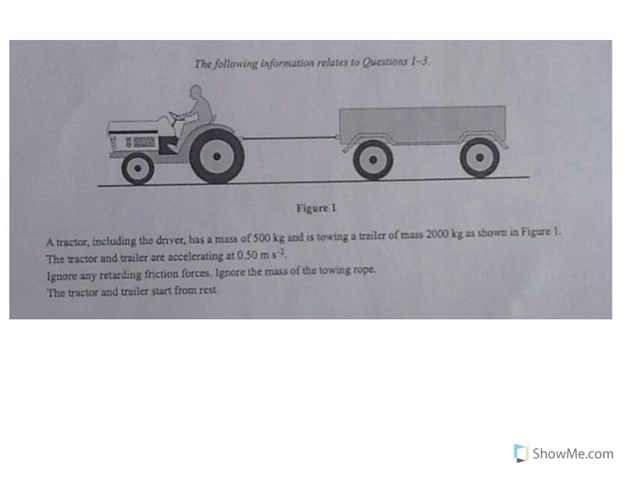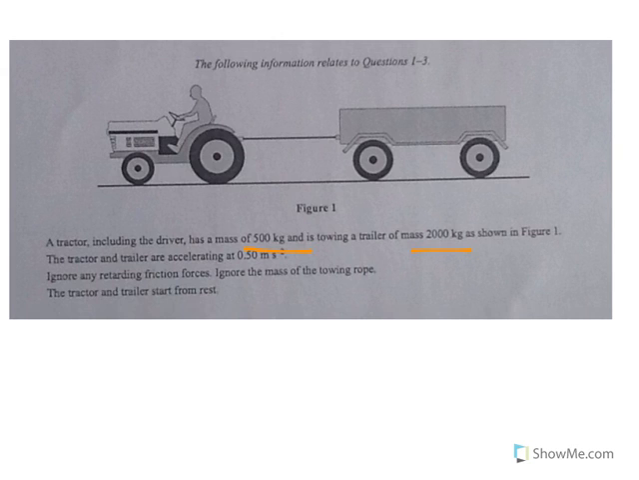This is VCAA 2011 question 1. Well, we're doing question 1 and 2. Actually, we'll leave 3 for the next slide, but there's a tractor. It has a mass of 500 kilograms, towing a trailer of mass 2,000 kilograms, and the tractor and trailer are accelerating at 0.5 meters per second squared.